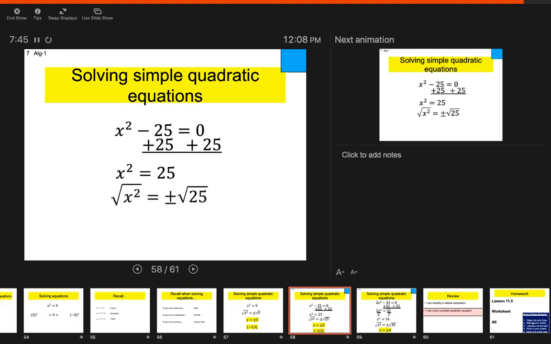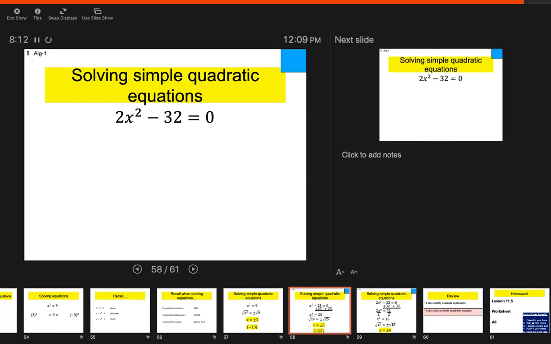The side that has the number gets a plus or minus. Why? Because there's two numbers that are squared that are 25. On the left side, squaring and square rooting cancel each other out. And on the right side, you get plus or minus whatever the square root of 25 is. The square root of 25 is 5. So we get x equals plus or minus 5. That means that literally, if you throw a 5 or a negative 5 in there, it solves the equation.